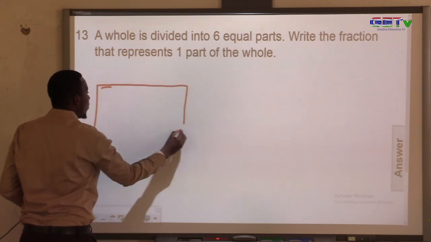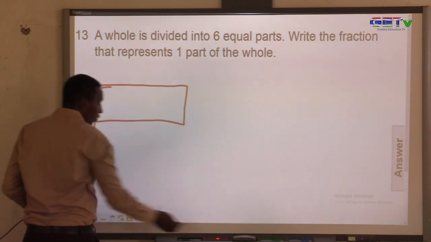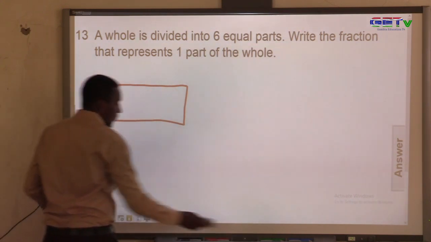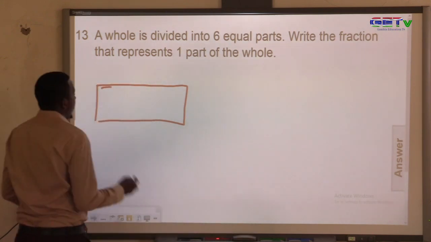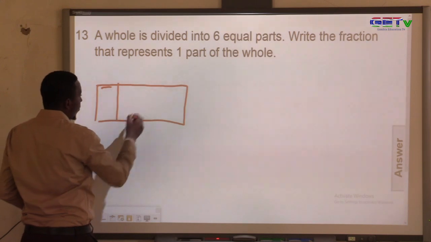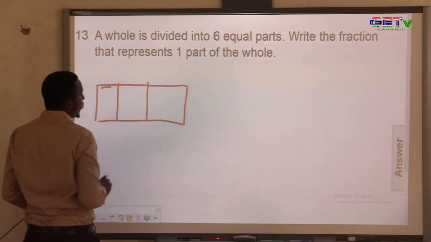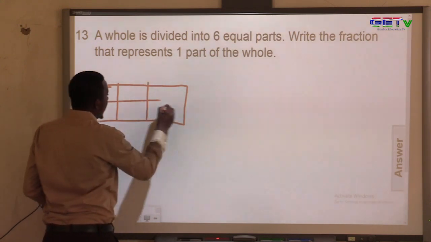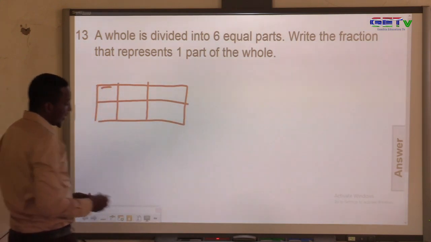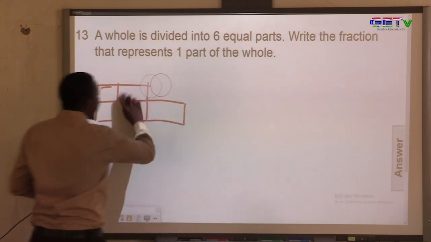We are going to have a whole, and we are going to divide this whole into 6 equal parts. Let's say we have 1, 2, and we divide it like that. Well, it seems not to be very equal, so I would like to take it again.